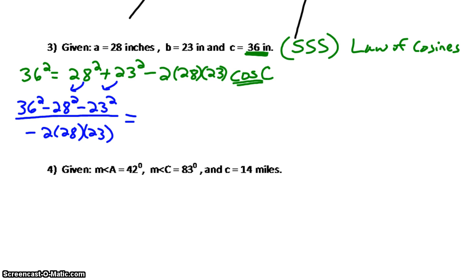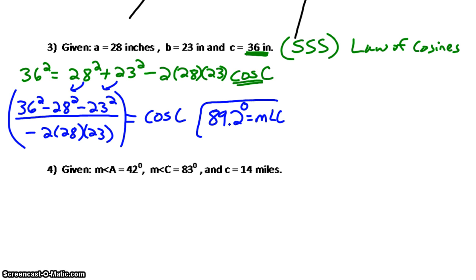This gives me a calculator problem, and when I figure this out as the cosine C, I'm going to need to use my arc cosine, or my cosine to the negative 1, second cosine. Punch this in, just be careful what you're working with, and I get 89.2 degrees for the measure of angle C.